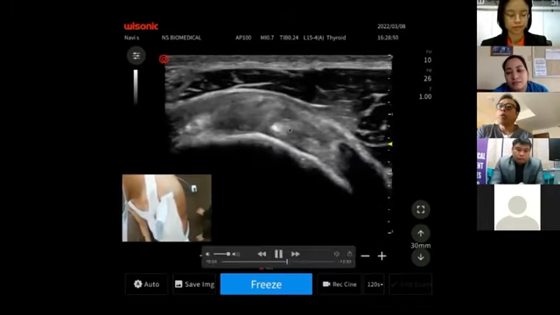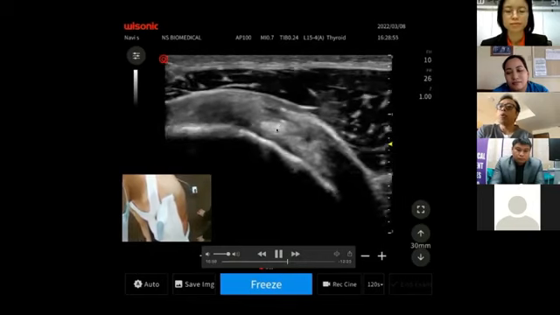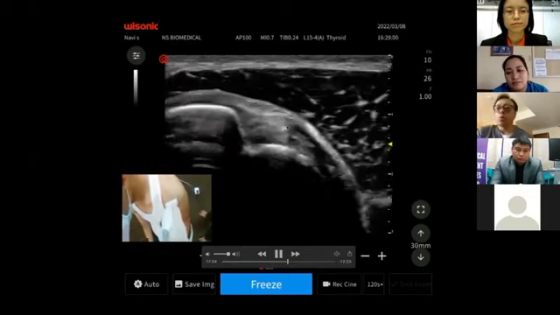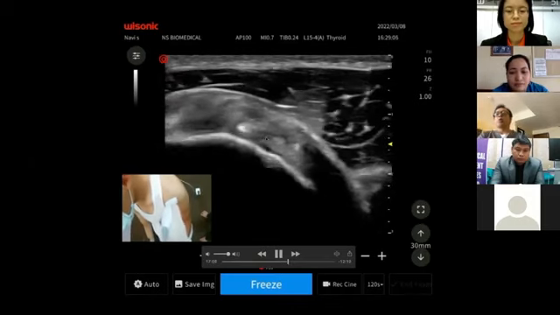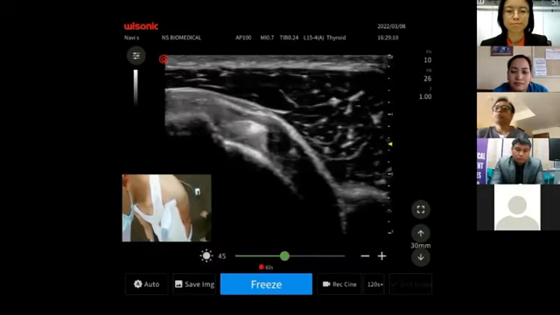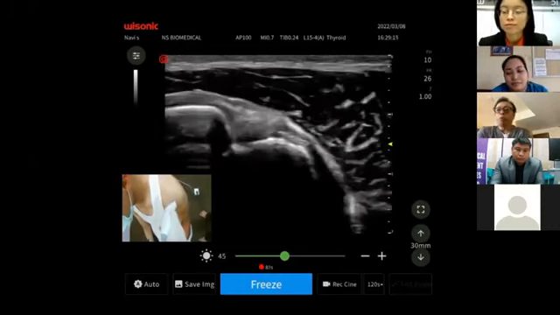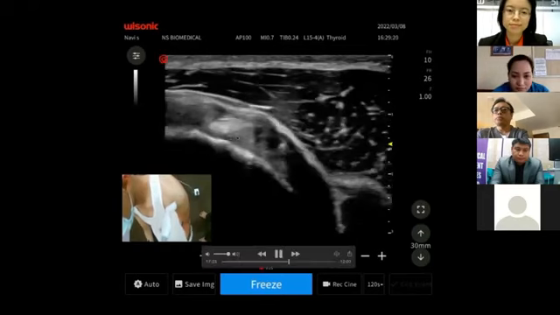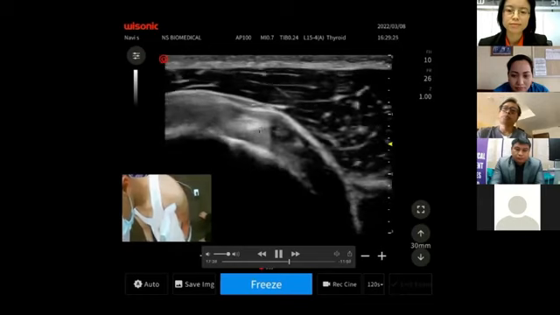The hyperechoic short axis long head of biceps tendon. Superior to the tendon is the coracohumeral ligament. Inferior to the tendon is the superior glenohumeral ligament. It is one of the dynamic stabilizers of the shoulder joint, and it is very commonly involved in the pathology of adhesive capsulitis. So these ligaments around the biceps form an inverted C-shaped structure to hold the biceps tendon in place, which is also known as the biceps pulley.